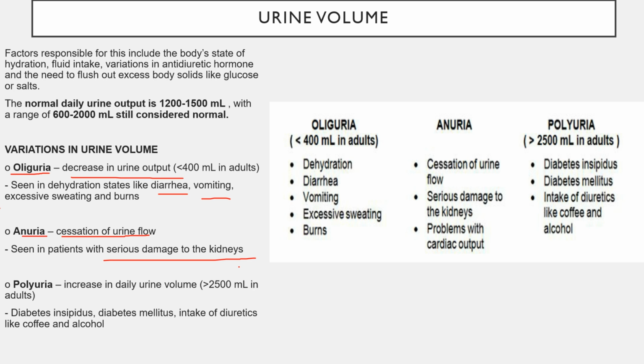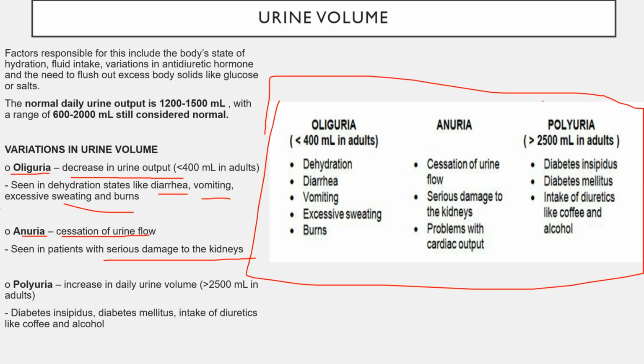And then we have your polyuria, increase in daily urine volume greater than 2500 ml in adults, seen in cases of diabetes insipidus, diabetes mellitus, and intake of diuretics like coffee and alcohol. So I want you, class, to memorize this table. Baka lumabas to sa quiz.